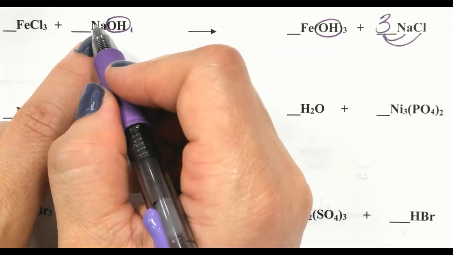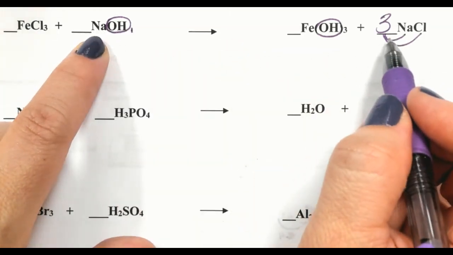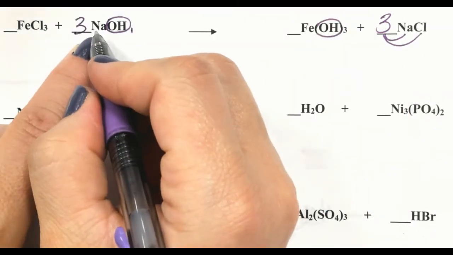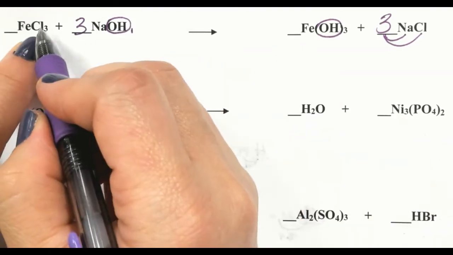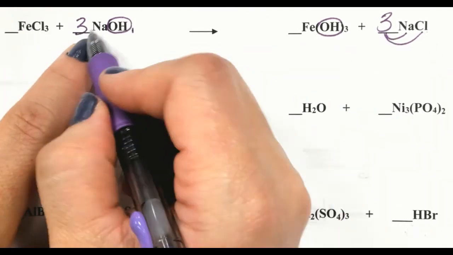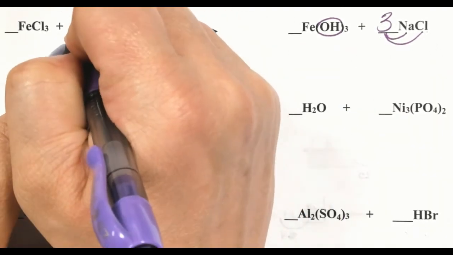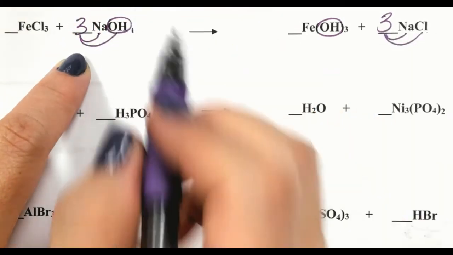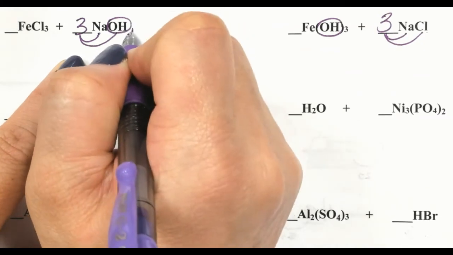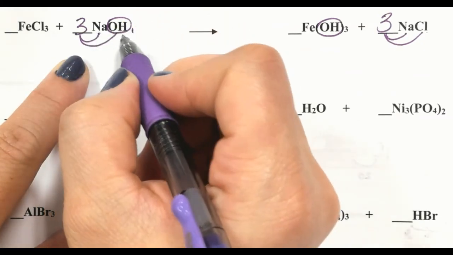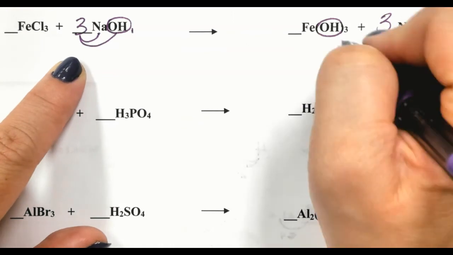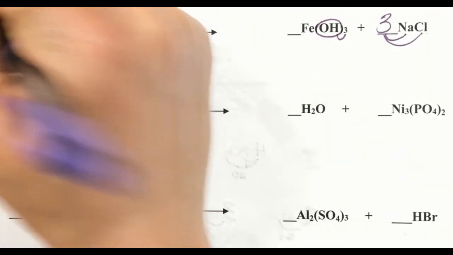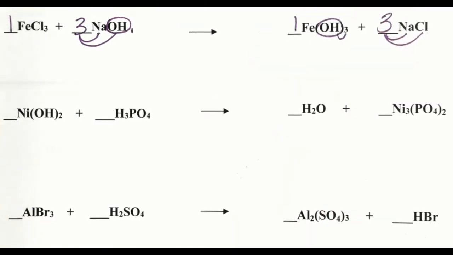Next, the sodium, 1, 3. So I need this to also be a 3. So iron, 1 and 1, chloride, 3 and 3, sodium, 3, which is going to give me 3 sodiums and 3 of this, and then this is 3 sodiums. So now I have 1 times 3 is 3 of that hydroxide, and look, we have 3 hydroxides here. So this is finished. We have a coefficient of 1 there and a coefficient of 1 there.